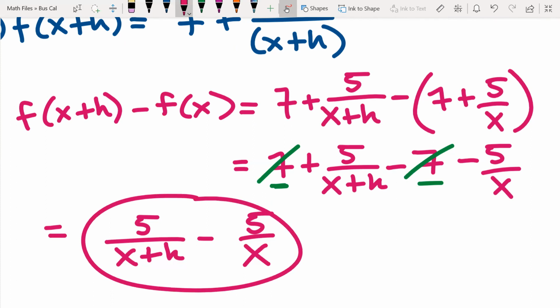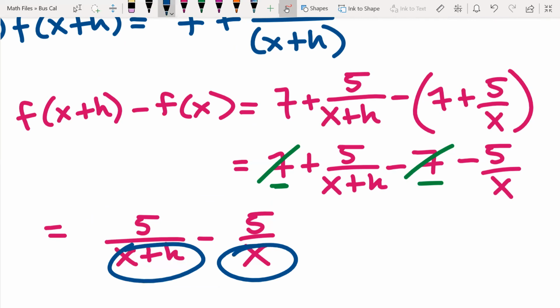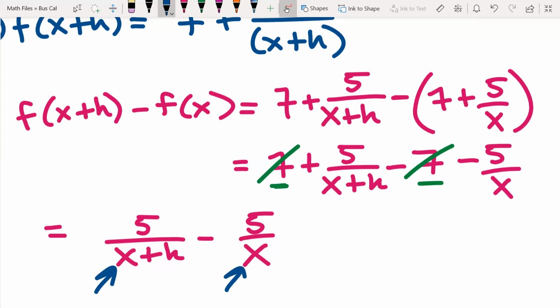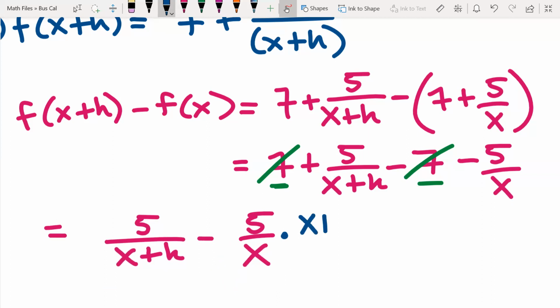And if you ever want to combine two fractions by addition or subtraction, you need what type of denominator? The same one. A common denominator. Yes. And just to let you know, these denominators have nothing in common. Nothing at all. Yes, there's an x here, yes, there's an x there, but they are not the same denominator. So for these types of problems, what you're going to do is take this fraction and multiply it by the denominator of the left fraction. So we're going to multiply this by x plus h over x plus h.